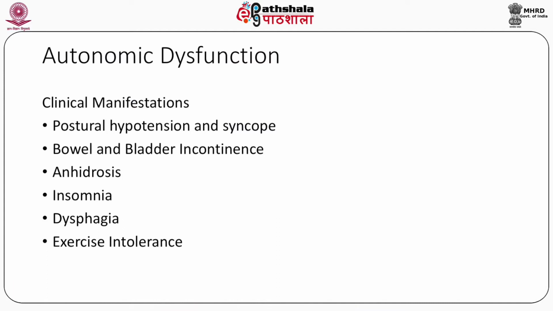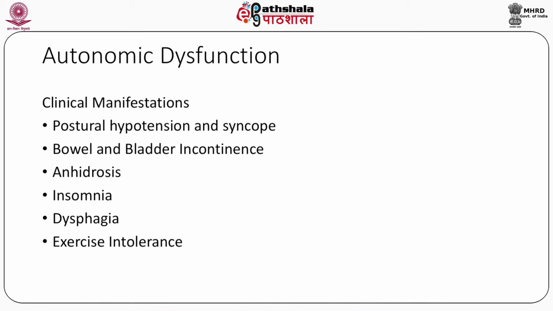Now what happens in autonomic dysfunction is whenever you adopt a standing posture, all this blood pools up in your lower limb veins and doesn't reach the central parts of the body. So because of this there can be hypotension, and in extreme cases of postural hypotension, when there is a reduction in the cerebral blood flow, there can be a transient loss of consciousness, and this is called postural syncope.